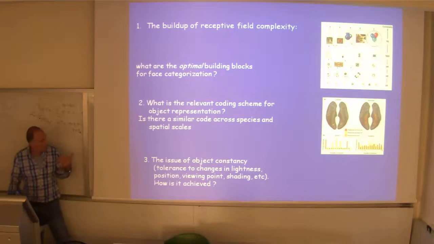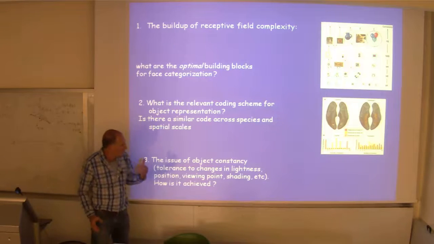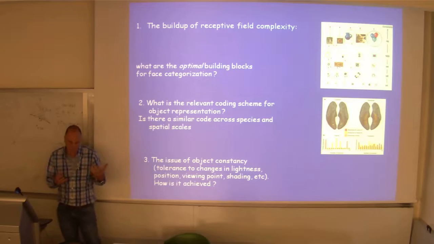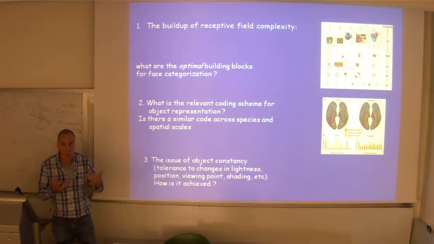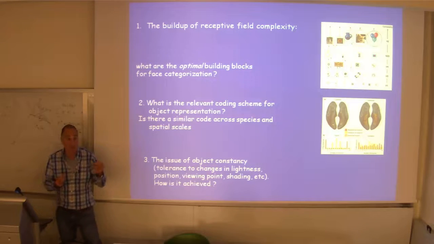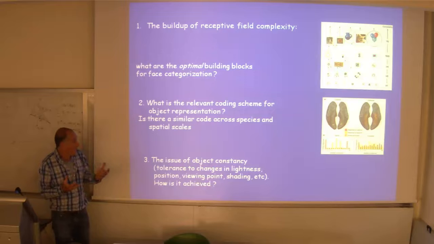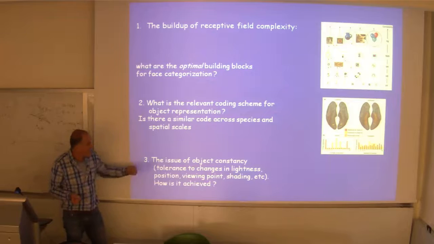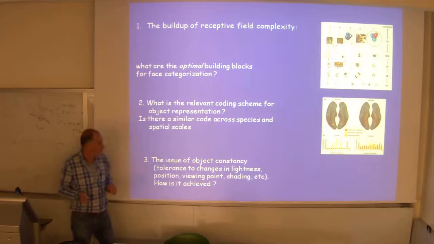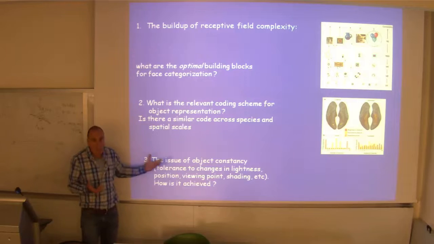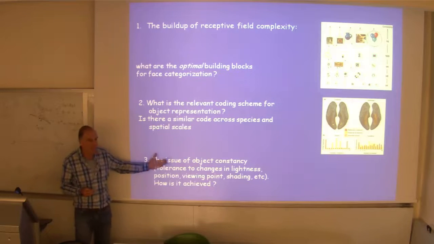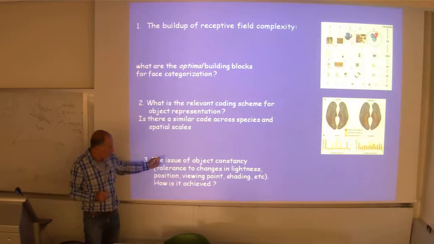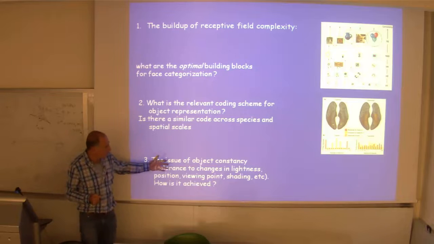And finally, we'd like to discuss the issue of objects' constancy. So as I said, one of the main features of the visual system is this ability to extract a category or an exemplar of a category which is immune to changes that can be due to changes in lightness or position or viewing point, shading, etc. And this is sort of a mystery of how can this be achieved. So we're going to, in the third talk by Hagai, we're going to discuss this.